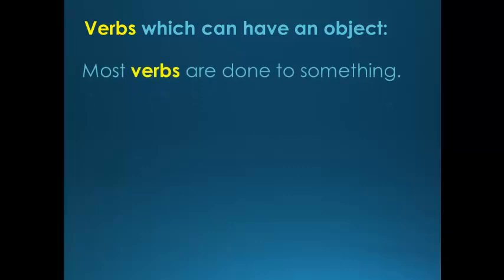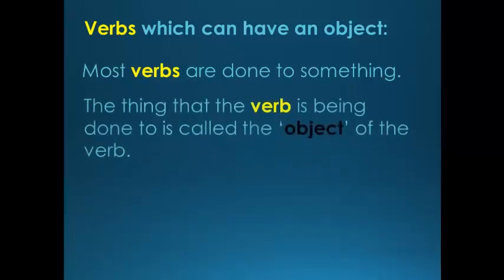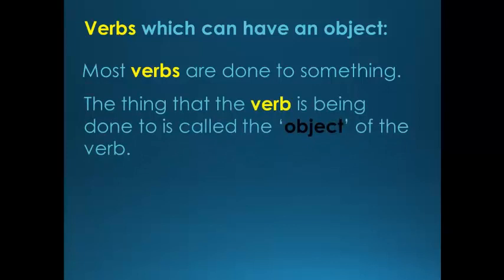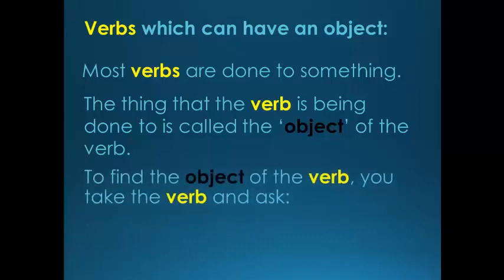Most verbs are done to something. The thing that the verb is being done to, that's called the object of the verb. To find the object of the verb, you take the verb and you ask the following question. Verb what? Let's have a look at this. I drink milk. Now the verb there is drink, so we're going to be asking drink what? And the answer to that is milk. So milk is the object of our verb.